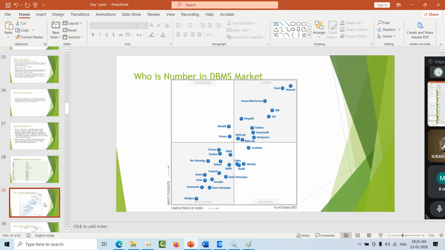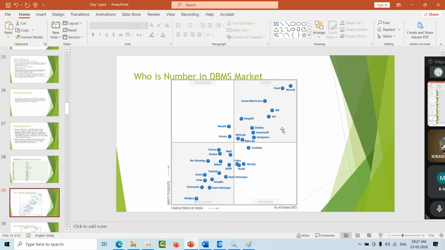Now there is a Gartner report. Once the year is completed, only then will they release the reports. For example, if you want to see the 2026 report to find who is number one, it will only be published in 2027. So these are the Gartner reports for the year 2015 in the DBMS market. Who is number one here? Microsoft and Oracle. It is a neck-to-neck fight.